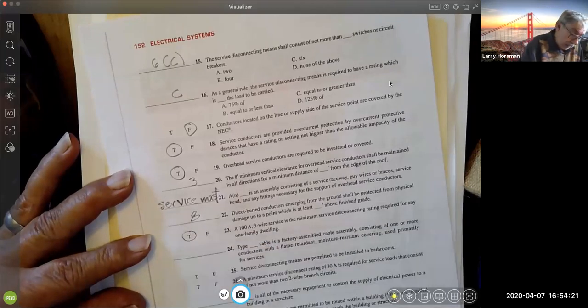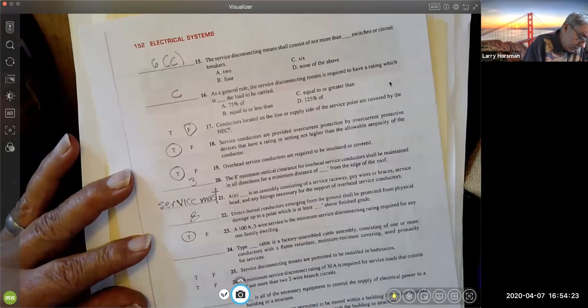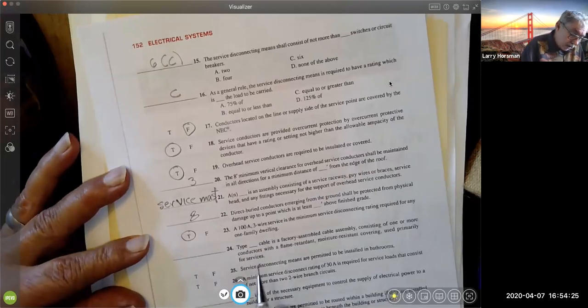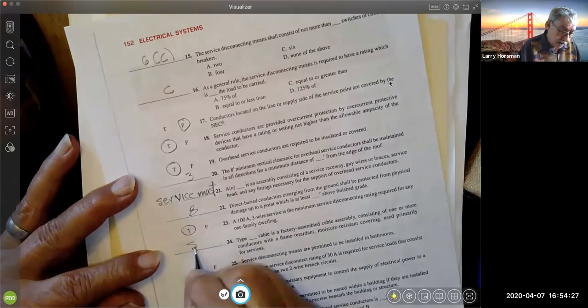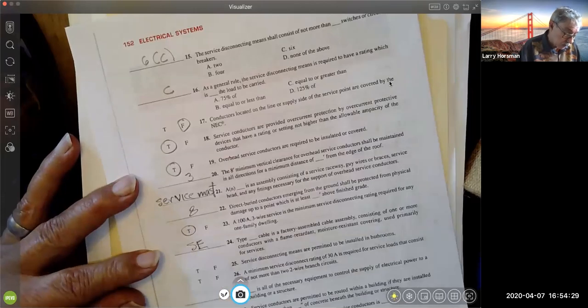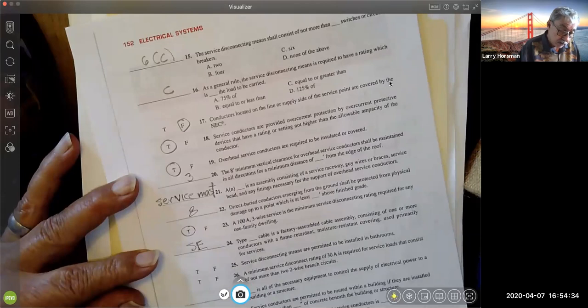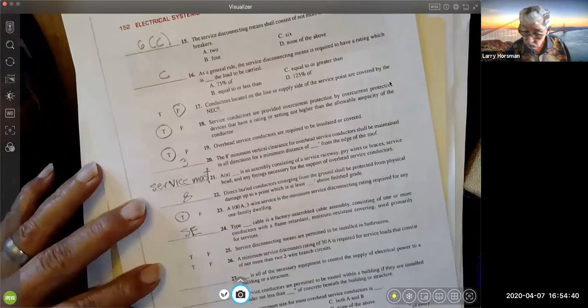24, type SE cable is a factory assembled cable assembly consisting of 1 or more conductors with a flame retardant, moisture resistant covering used primarily for services. 25 and 26 are true and false.